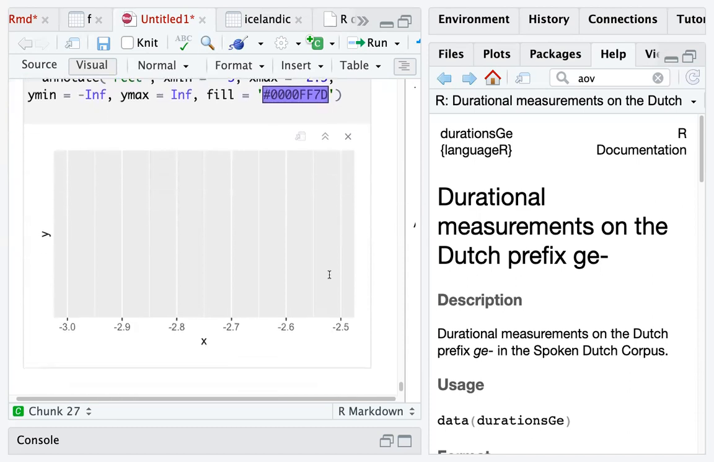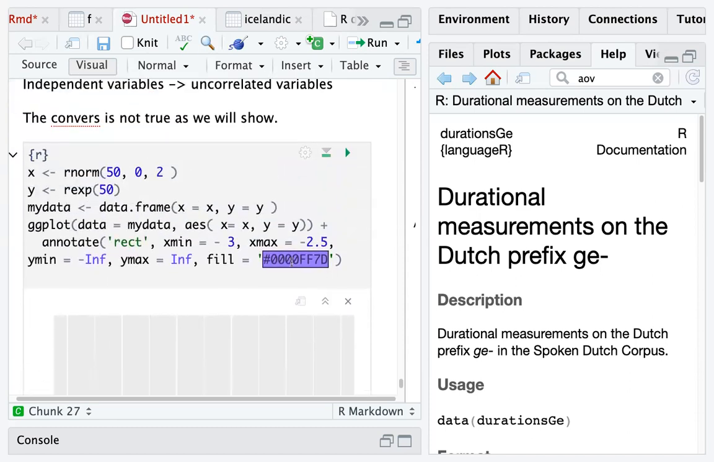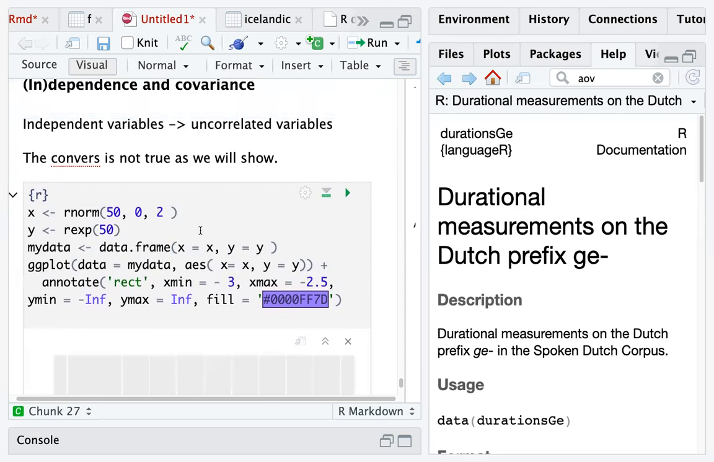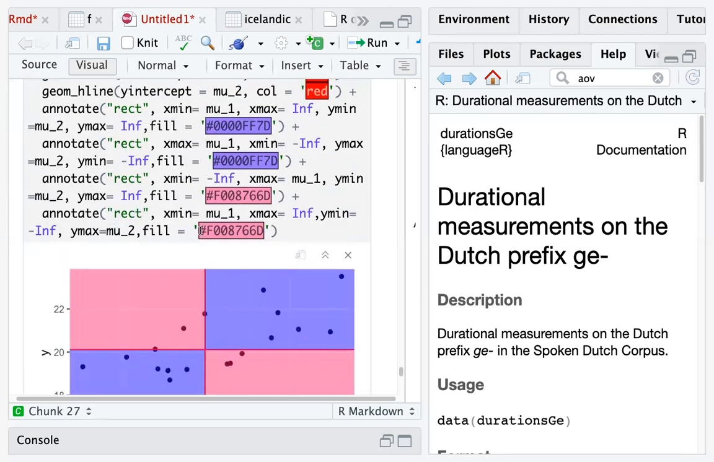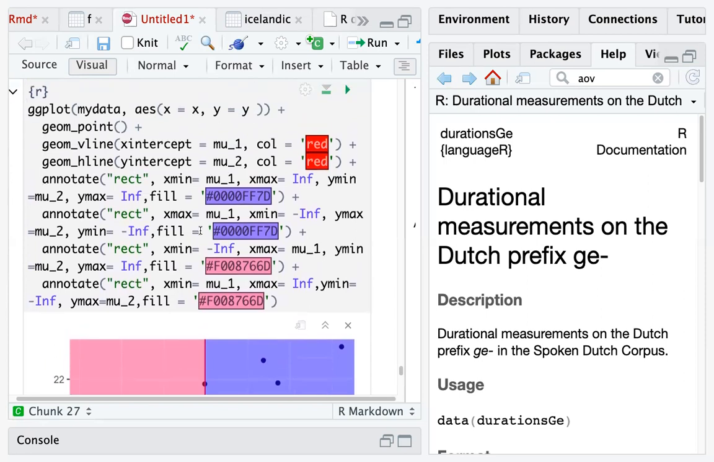What happened? I simply... one, two, three.